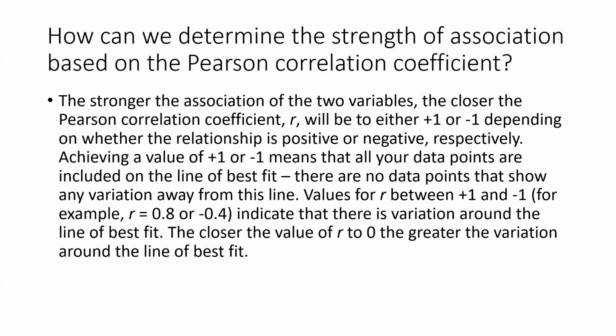Values for R between +1 and -1, for example, R equals 0.8 or -0.4, indicate that there is variation around the line of best fit. The closer the value of R to 0, the greater the variation around the line of best fit.